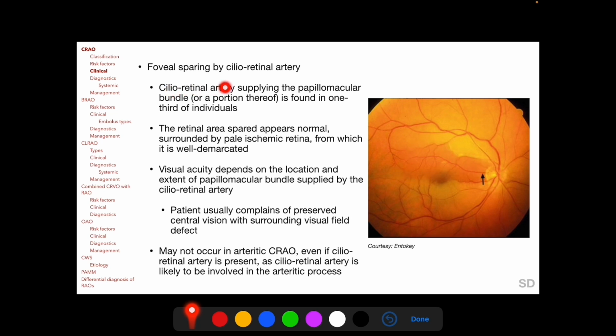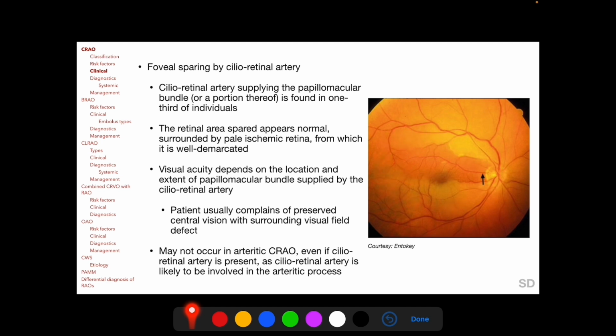A cilioretinal artery is found in one-third of normal individuals and originates from the posterior ciliary circulation and not the central retinal artery, appears on the temporal aspect of the disc and supplies the papillomacular bundle or a portion thereof. In CRAO patients with foveal sparing by the cilioretinal artery, the retinal area supplied by the cilioretinal artery appears normal and is surrounded by pale ischemic retina from which it is well demarcated.